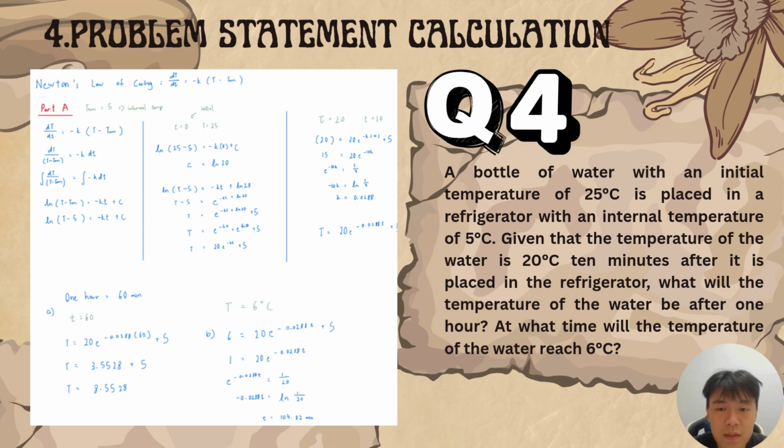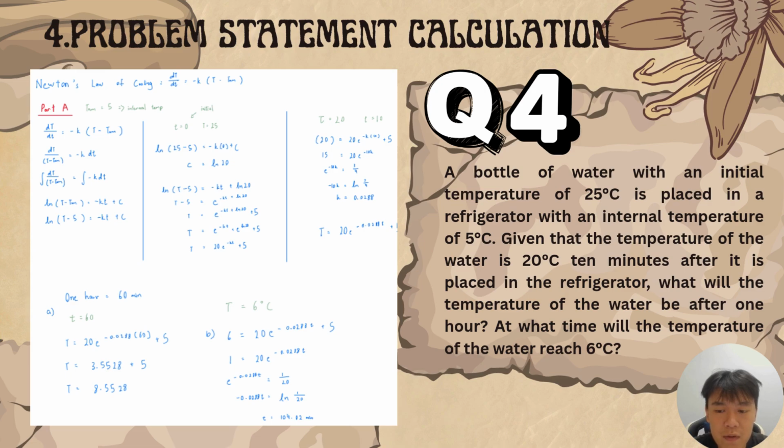After that, we just sub C equal to ln 20 into our first equation, ln(T - 5) equal to -kt + C. So we can get T equal to 20e^(-kt) + 5. After that, we move to our step 3.